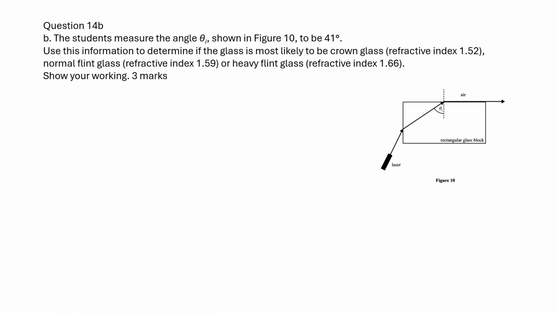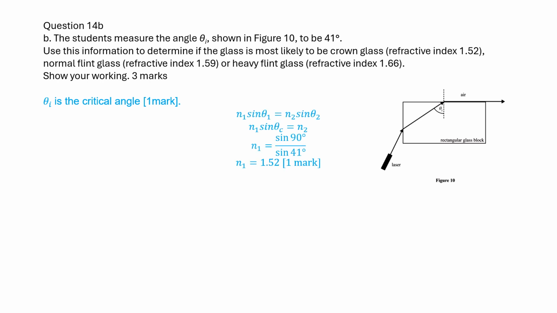When the angle of refraction becomes 90 degrees, the light is refracted along the interface between the two mediums. This angle of incidence is the critical angle. Using Snell's equation, we calculate the refractive index of glass. The index of glass is equal to that of crown glass. So, this glass is crown glass.